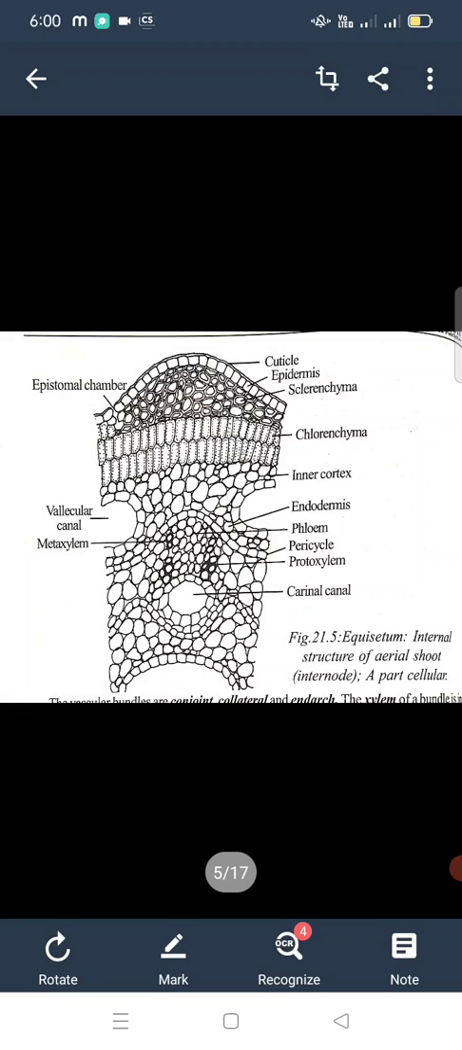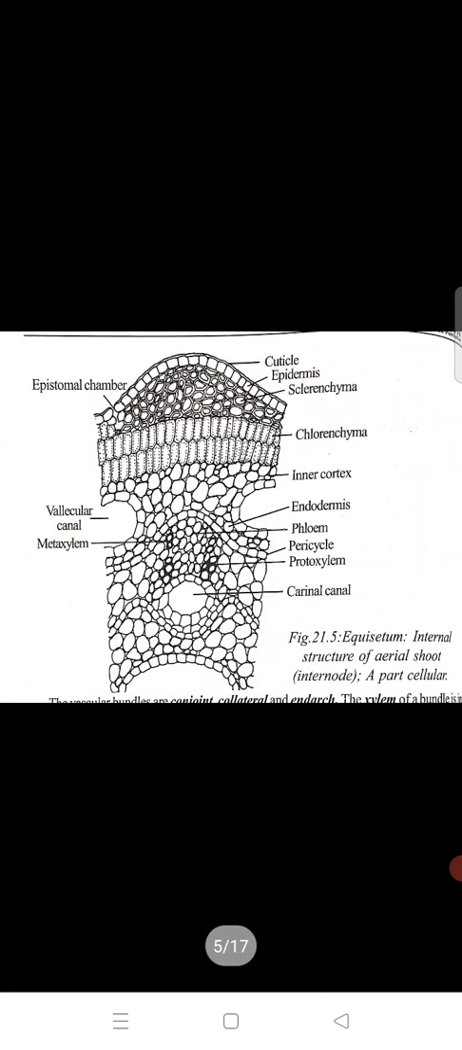The carinal canal conducts water because xylem is a water conducting tissue. So the protoxylem, which is nothing but the carinal canal, conducts water. The metaxylem tracheids have scalariform, reticulate or pitted thickenings. And the vascular bundles consist of xylem and phloem.